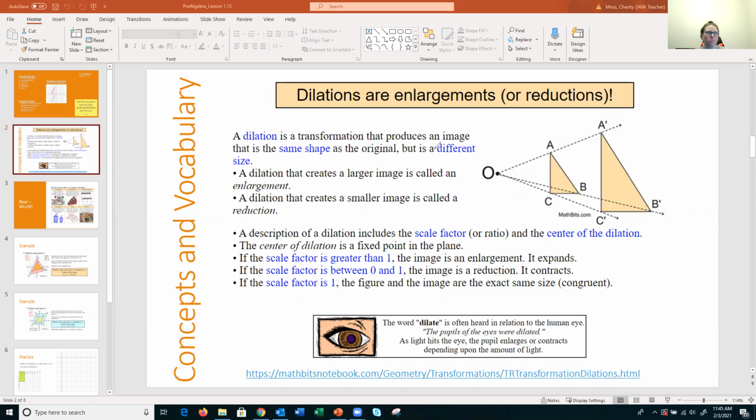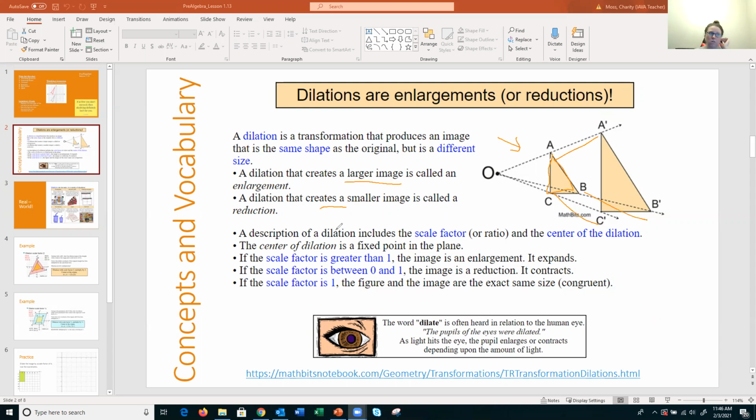So dilation is a transformation that produces an image that is the same shape as the original, but is a different size. Here's the original, and then when they dilated it, it got bigger. So a dilation can be an enlargement, which is what this is right here. It's getting larger than the original image. And then it can also be a reduction, so you can make things smaller. There's some good examples on the next slide of the application of this. But just know that dilations can get larger and they can be smaller.